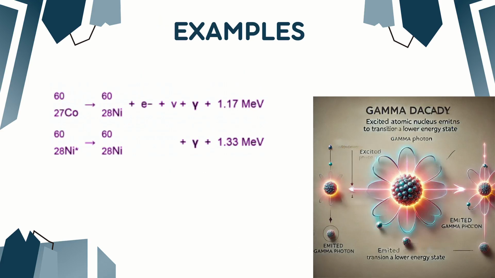Cobalt-60 undergoes beta decay to become nickel-60. A beta particle, an electron, and an antineutrino are emitted. The reaction releases 1.17 MeV of energy. The nickel-60 nucleus is left in an excited state. The excited nickel-60 nucleus emits a gamma photon with 1.33 MeV energy to reach a stable state. Gamma radiation is a high energy electromagnetic wave carrying away excess energy.